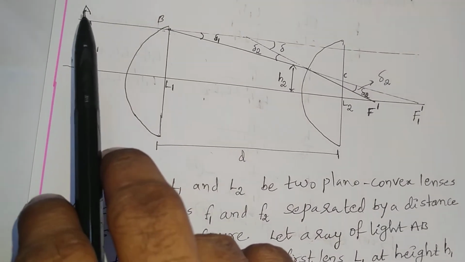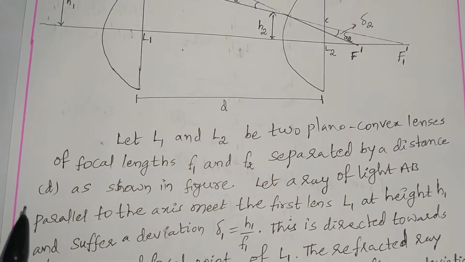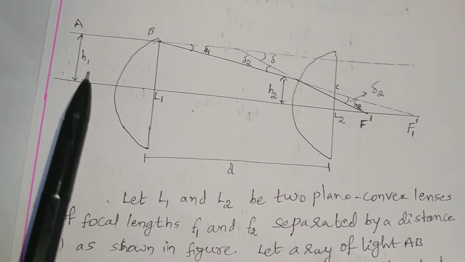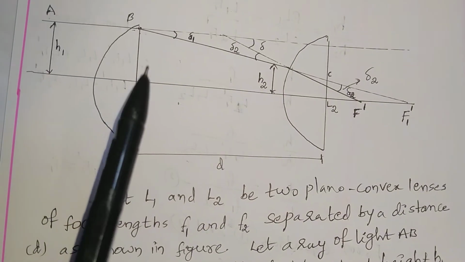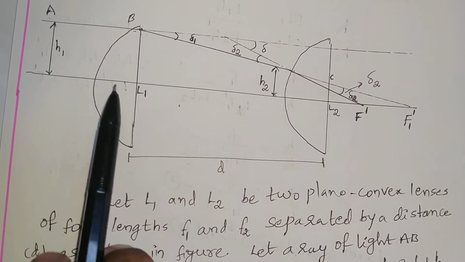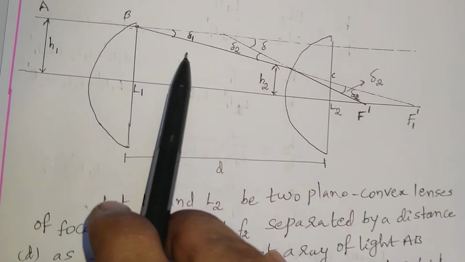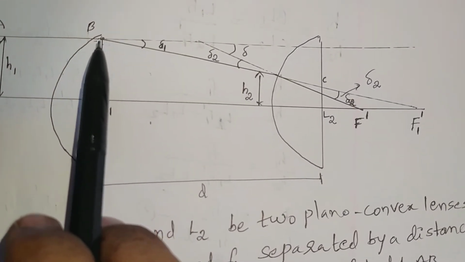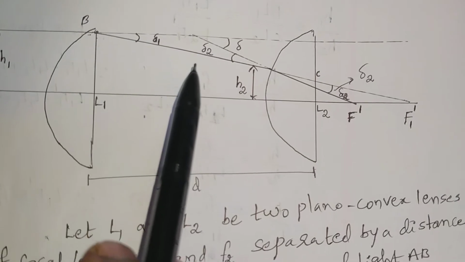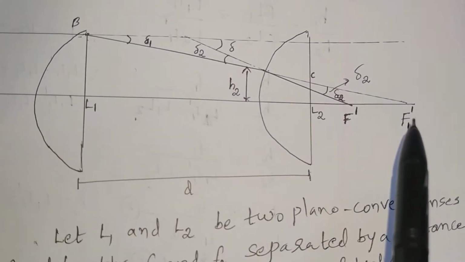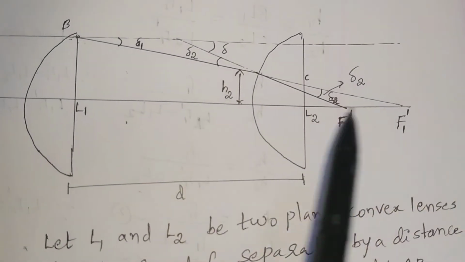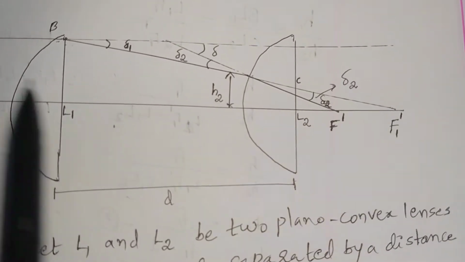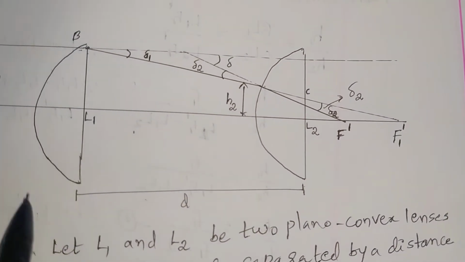Let a ray of light AB, parallel to the axis, strike lens L1 at height h1 and suffer a deviation delta 1, so it is directed towards and meets the axis at f1 dash, which is the second focal point of lens L1.